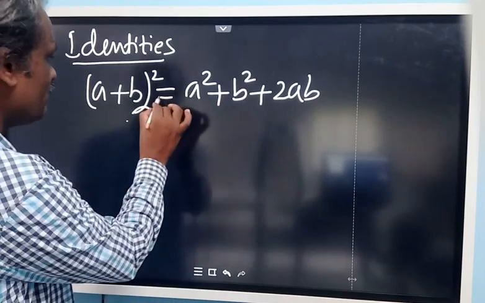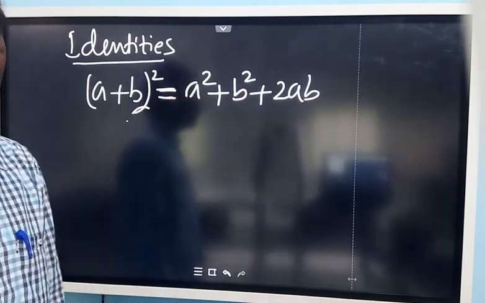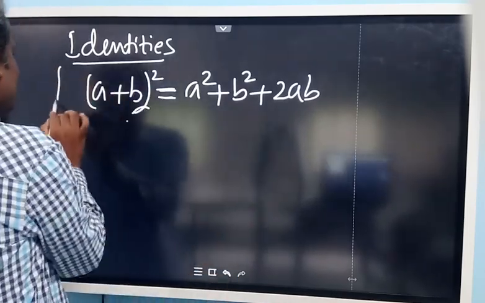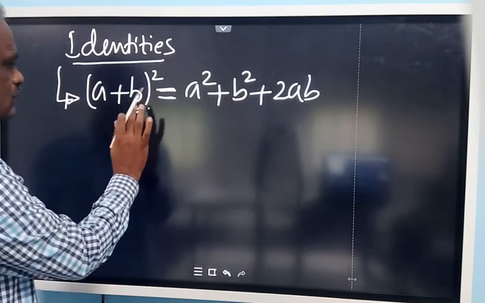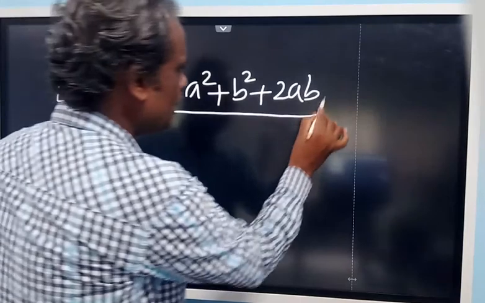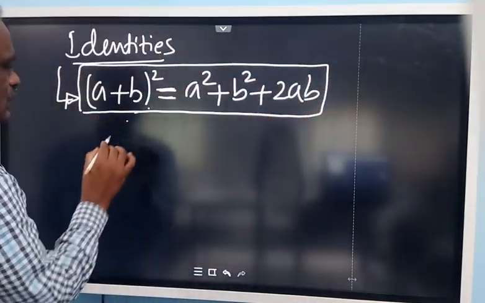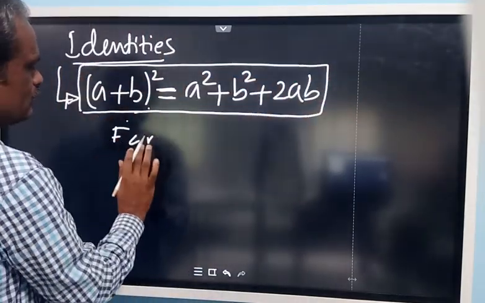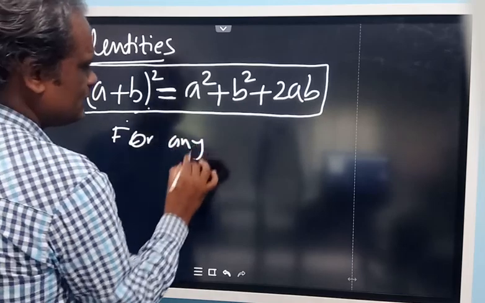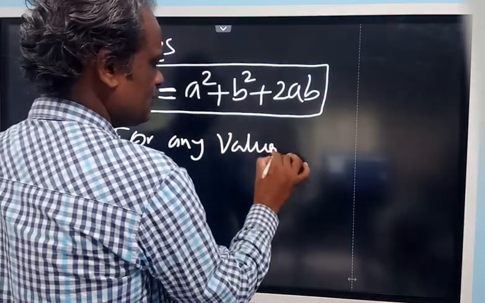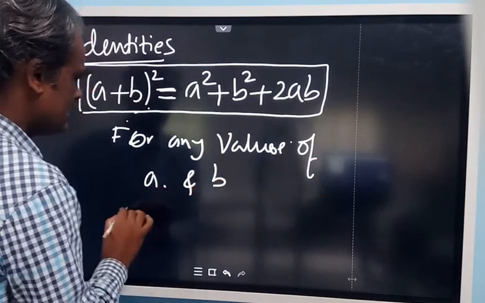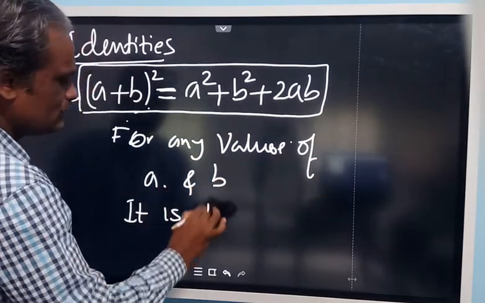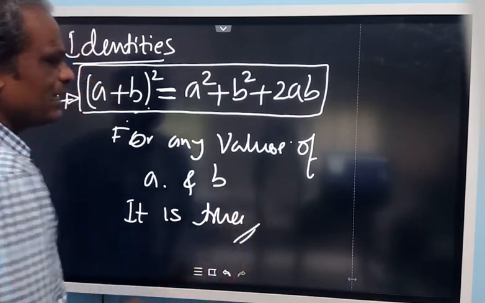It is also an equation because it has an equality sign. But why is it called an identity? It is called an identity because it is a universal truth. For all values of the variables it is true. For any values of a and b, it is always true. So that's why it is called an identity.